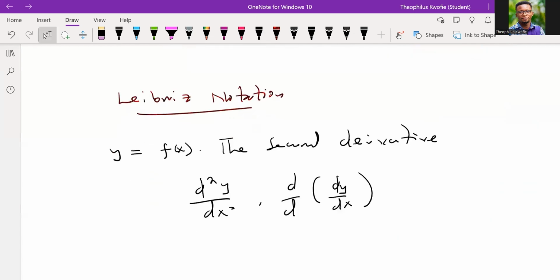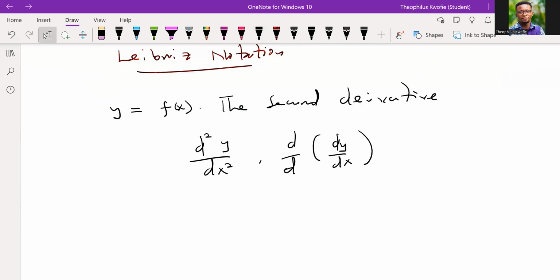Okay, so this one we read as the second derivative with respect to x. Note that the twos in this notation are not exponents. I want you to note that the twos in this notation are not exponents. So let's take note. It's just a notation, not exponents. It's just to denote that it is the second derivative. So please, let's take note.